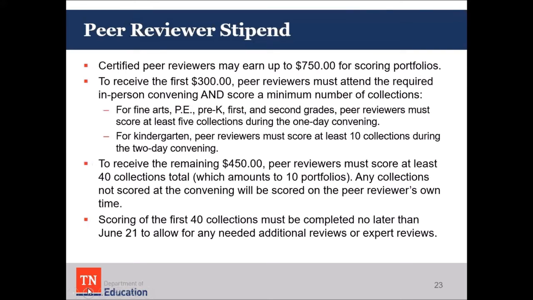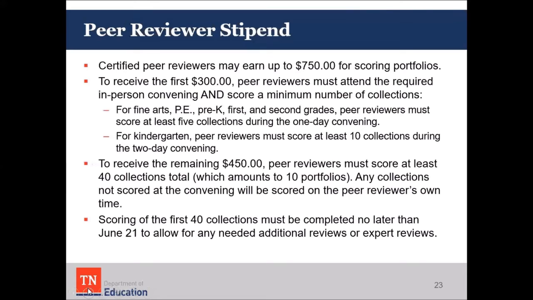So again, we have broken down, and I know you've received communication around that, some of the different stipend amounts. Certified peer reviewers may earn up to $750 for scoring portfolios. To receive the first $300, peer reviewers must attend the required in-person convening and score a minimum number of collections.